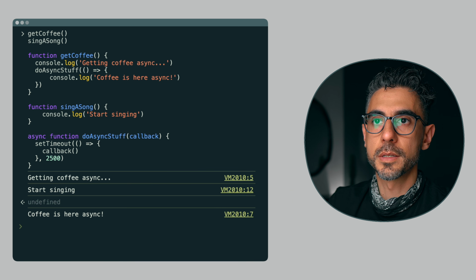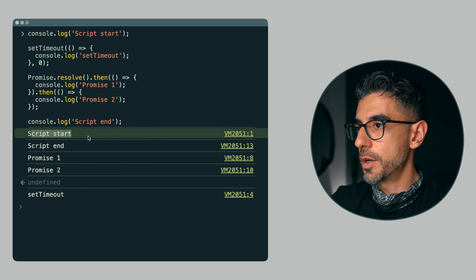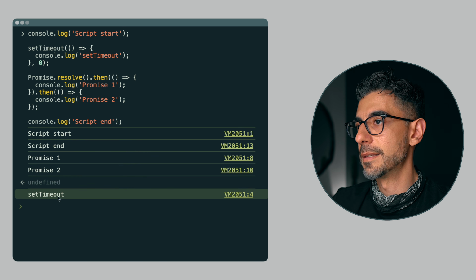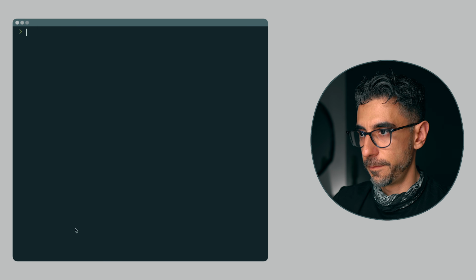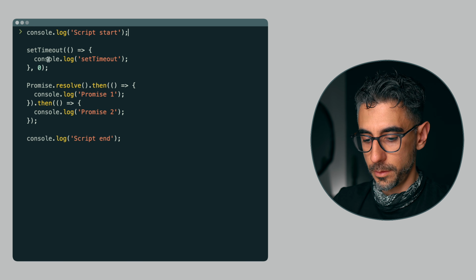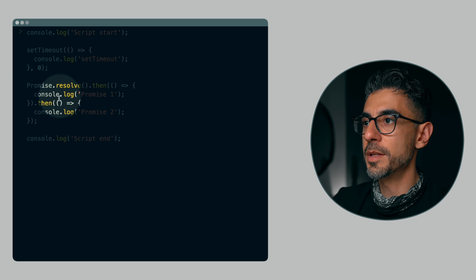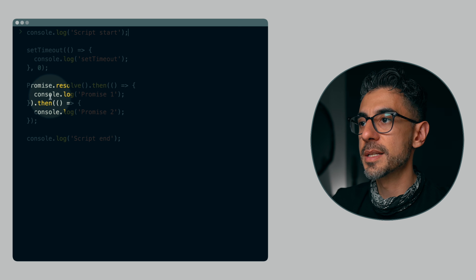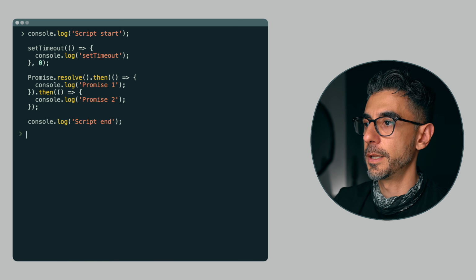I'm gonna copy paste this over to my browser. Start script, end script, promise 1, promise 2, set timeout, right? So even though, again, set timeout was here first, let me do this so I can hover, bam. So even though set timeout is written above the promises, right? The point is that promises will get executed first before the set timeout. So bam, hopefully that's clear.